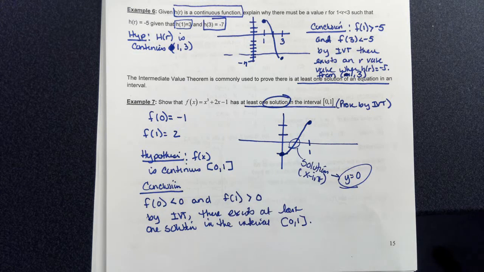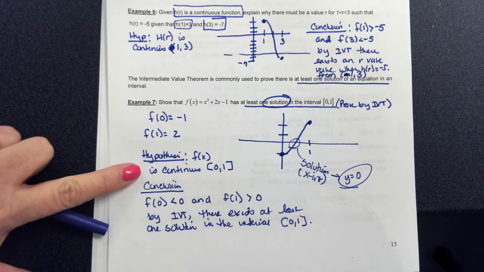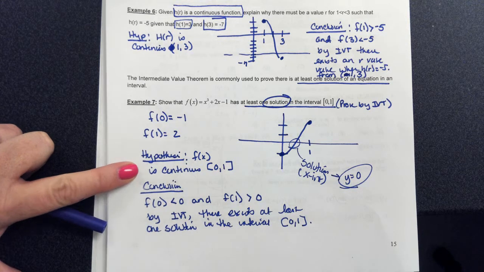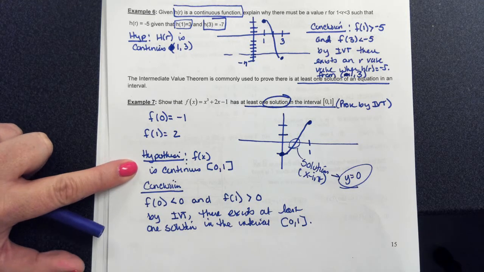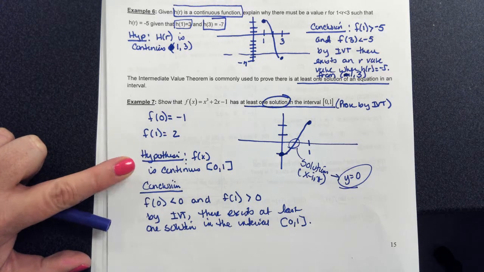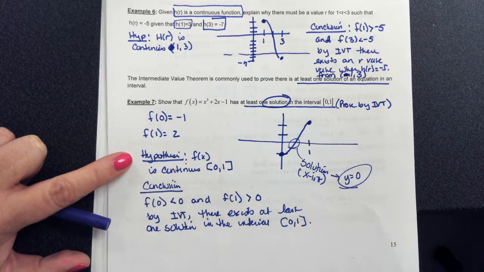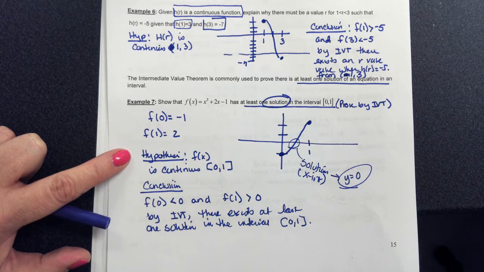Okay? Yes, Molly? What do you mean? That's why you always state the hypothesis. The hypothesis is critical because this would not apply if it's not continuous in the interval. That's why you always want to check for continuity in that particular interval. So you don't employ this. No.